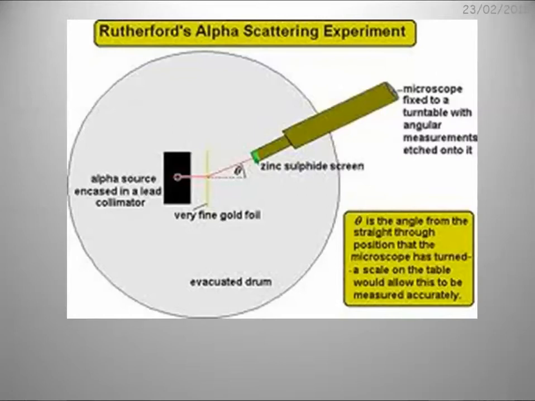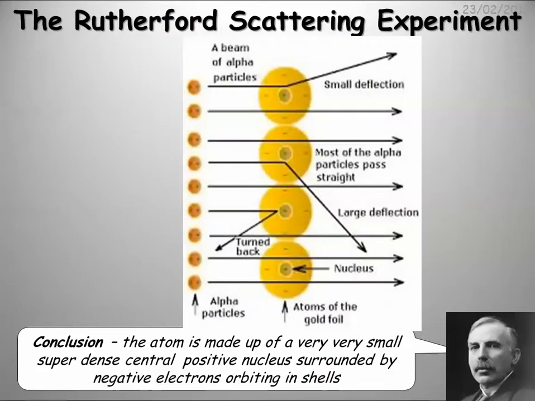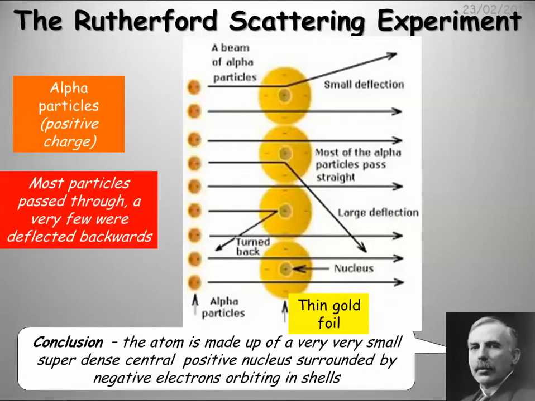As good scientists, they decided to check their results, and so they moved the microscope all the way round, and what they then discovered was they got one or two alphas that somehow had bounced off something in the nucleus or something in the atom and come back, and they weren't really sure about that. So most went straight through, as in the diagram. Some were deflected through large angles, which wasn't expected, and some were deflected through a very, very large angle. In other words, some of them came backwards.